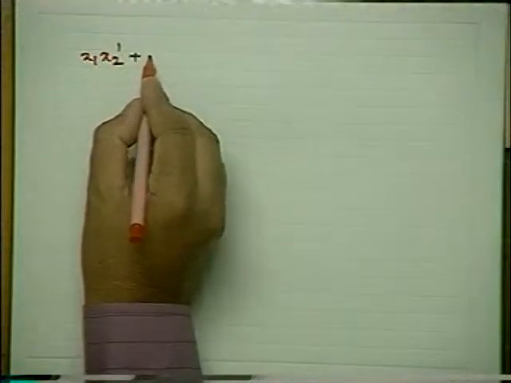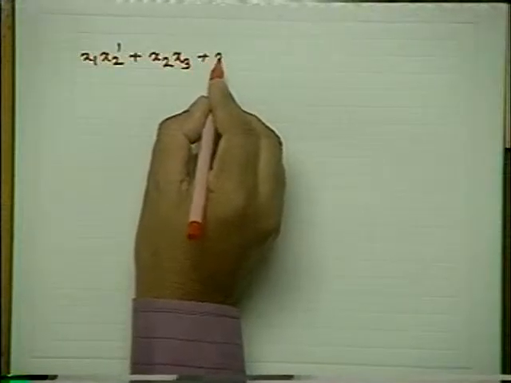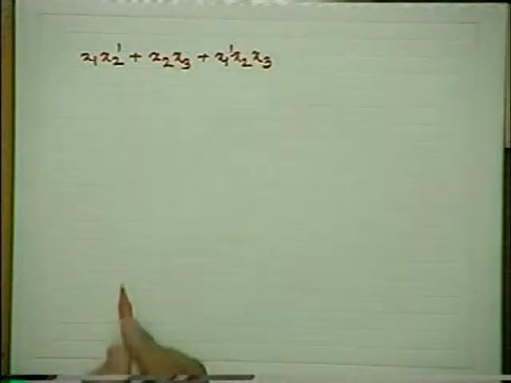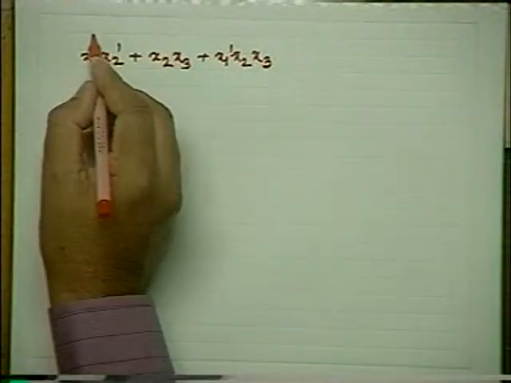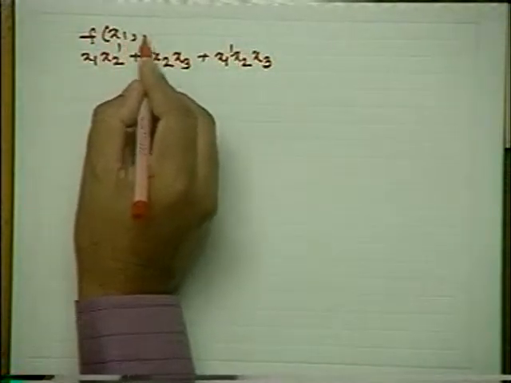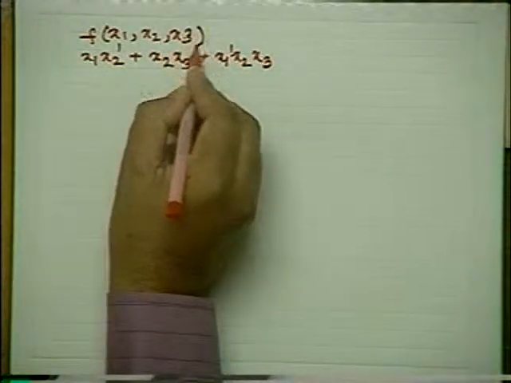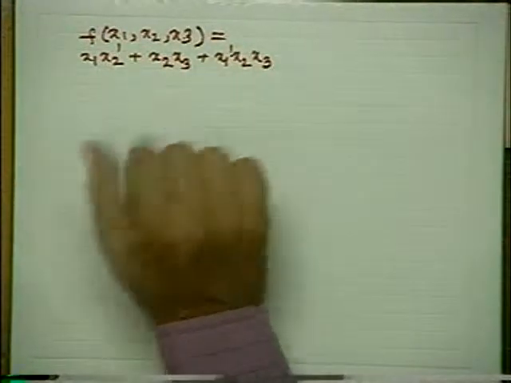That, let's take an example. Let's say x1 x2 bar plus x2 x3, plus x1 bar x2 x3. So, for example, this is a switching function f of x1 x2 x3 equal to this, and we are trying to make a realization of this.